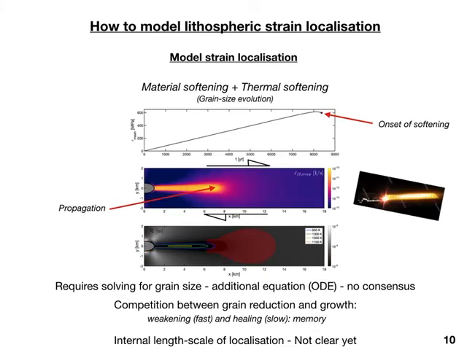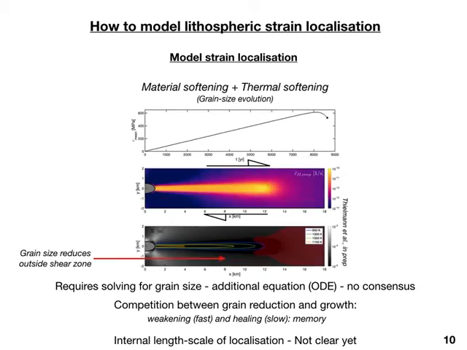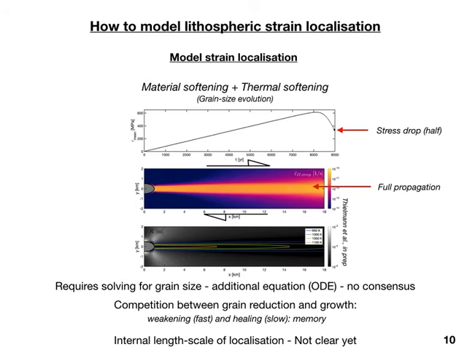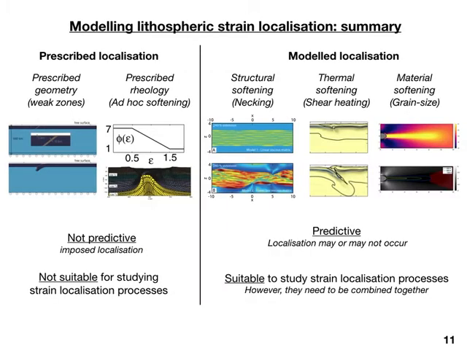With ongoing strain, the shear zone continues to propagate and looks more and more like a laser sword. The average stress starts dropping. This is the onset of softening. With ongoing deformation, you see that the shear band continues propagating. We start observing grain size reduction outside the shear band. Now, at the end of the simulation, the stress has dropped to half the maximum stress. The shear band has reached a full propagation.